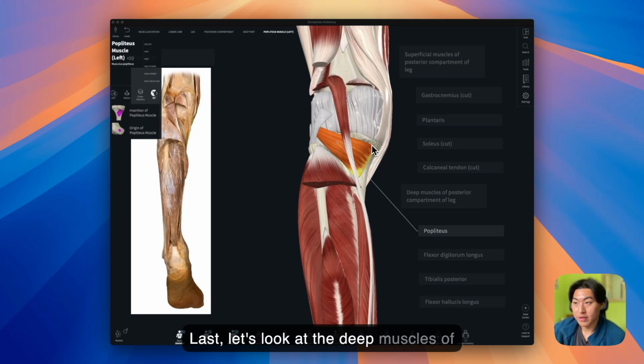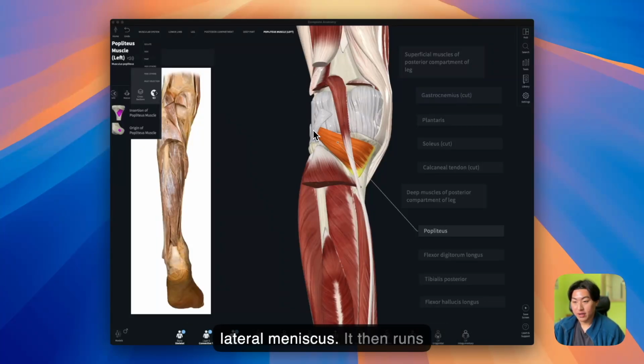Last, let's look at the deep muscles of the posterior compartment of the lower leg. So the first muscle here is the popliteus. It attaches proximally to the lateral condyle of the femur and the lateral meniscus, and then runs inferiorly and medially to attach to the posterior surface of the tibia, superior to the soleal line.